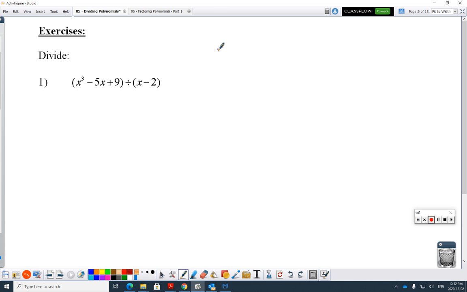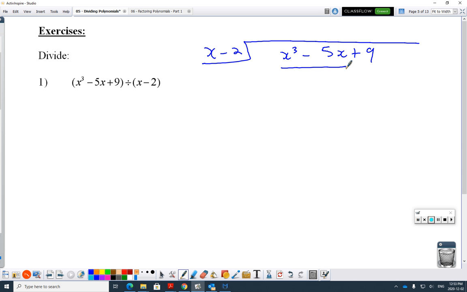So here we go. You ready? Don't copy this, because I'm going to have to erase it. I'm going to have to fix it. X minus 2 into x cubed minus 5x plus 9. So, what I'm trying to do is go after only two terms. I've got x minus 2 here, but the distribution's going to give me two terms back, so I'm going to go after two terms here. I like to underline them, but you don't have to.